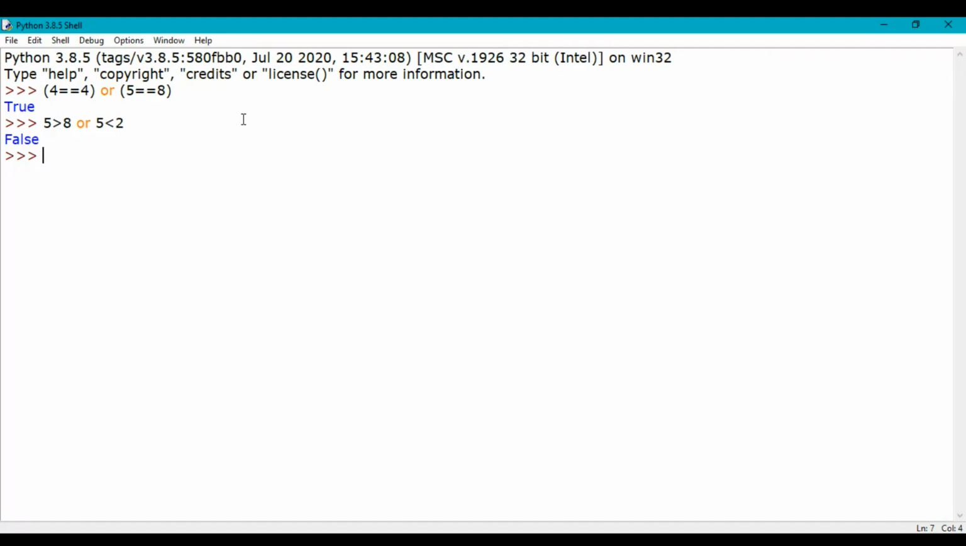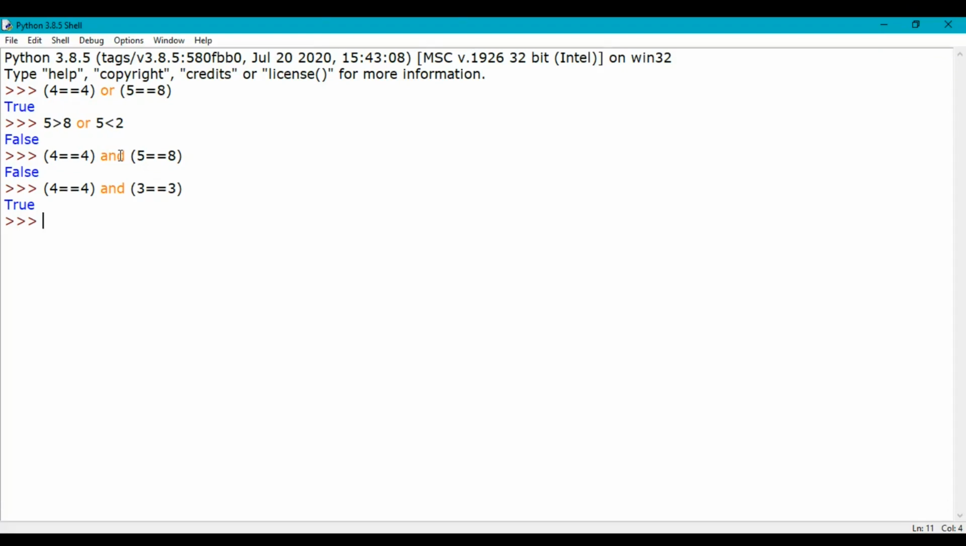Now let us try with AND operator. 4 equal to 4 and 5 equal to 8. Now 4 equal to 4 is true and 5 equal to 8 is false. But even if one operand is false in AND, the answer will be false. 4 equal to 4 and 3 equal to 3. This will give me the answer true.